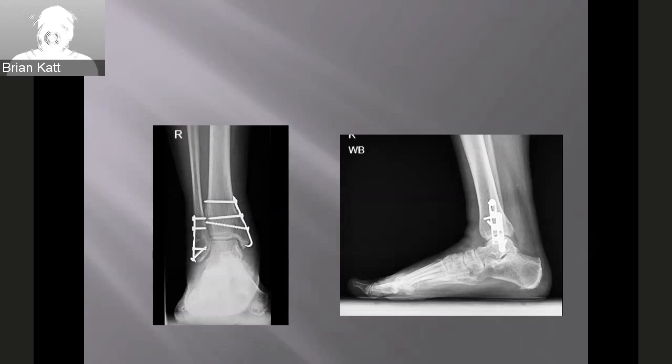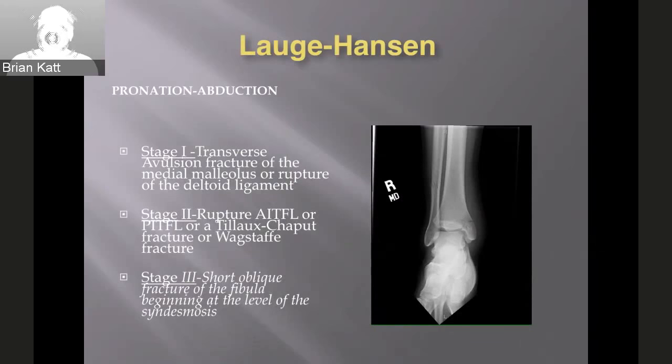We'll talk a little bit about the fixation techniques for these as the lecture goes on, but another classification for Lauge-Hansen is the pronation abduction injury, where we could see a fracture of the medial malleolus or a rupture of the deep deltoid, a syndesmotic injury, and then we have the short oblique fracture of the fibula at the level of the syndesmosis.